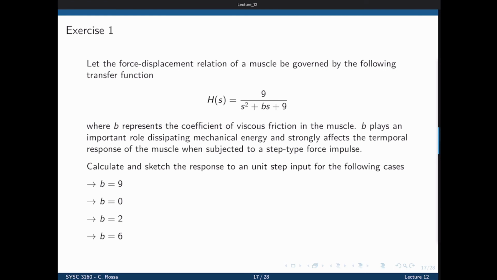Hence the name critically, because anything lower than that becomes underdamped. Critically damped is the transition between overdamped and underdamped. And what we just did here was an undamped system.